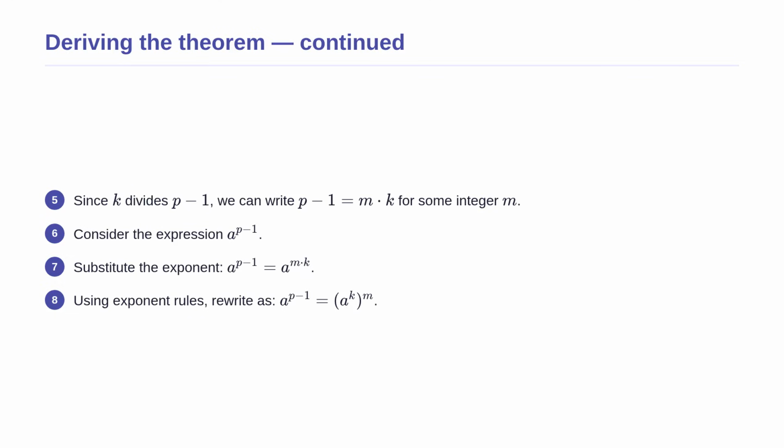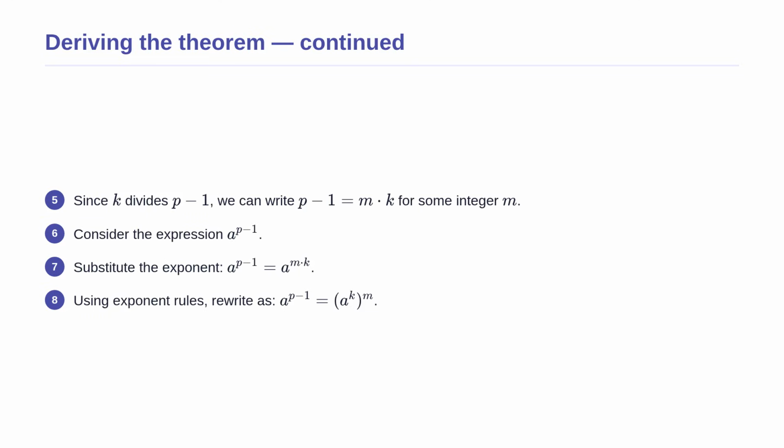Continuing our derivation, since we established that k perfectly divides p minus 1, we can express p minus 1 as some integer multiple of k. Let us call that integer m. So p minus 1 equals m times k.